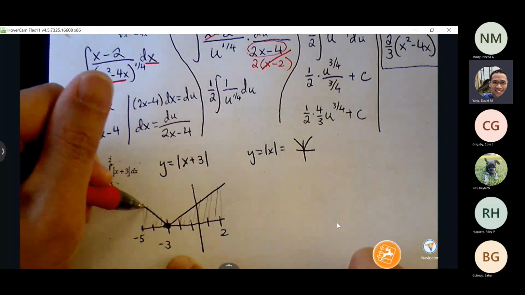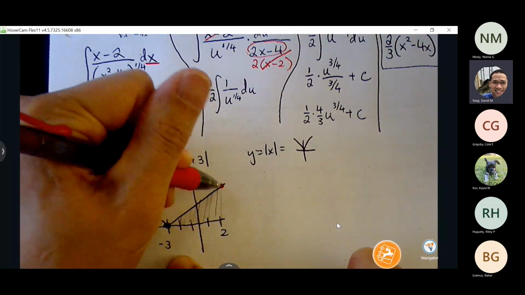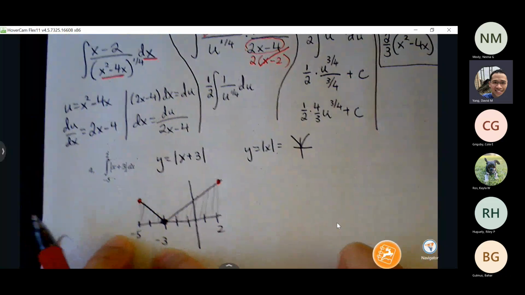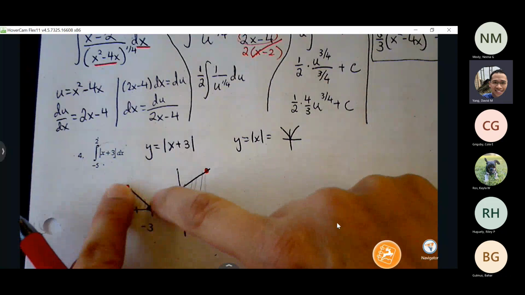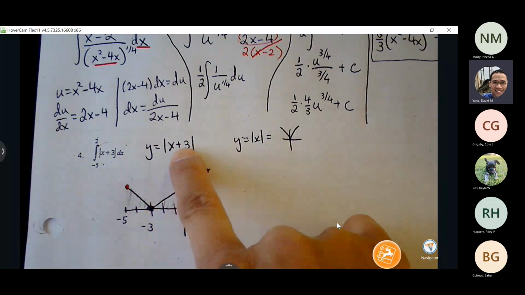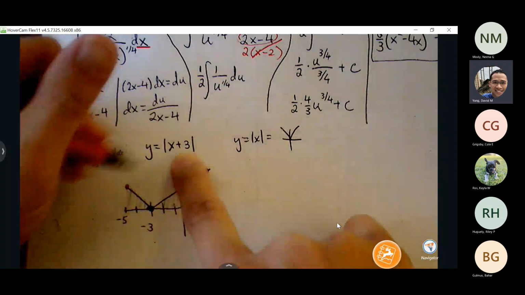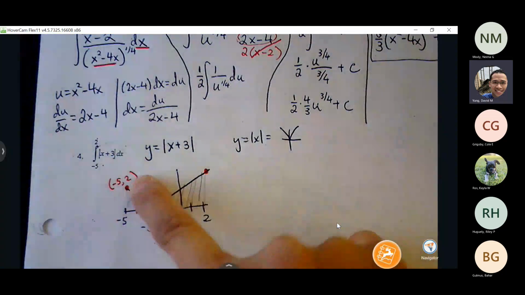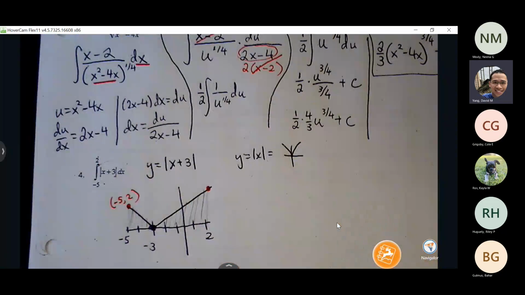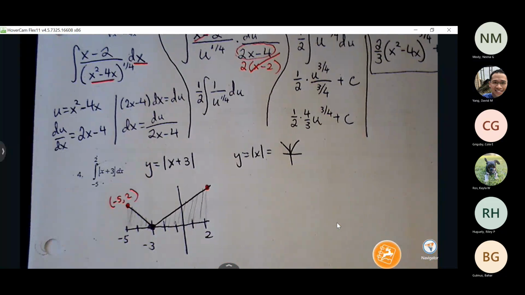Okay, so we know this graph is absolute value of x plus 3. If I can find the height, or the y values, at these points, I also know the height of these triangles. So if I insert -5 into the function, what's -5 plus 3? -2. What's the absolute value of -2? 2. So my ordered pair is (-5, 2), and 2 is the y value.